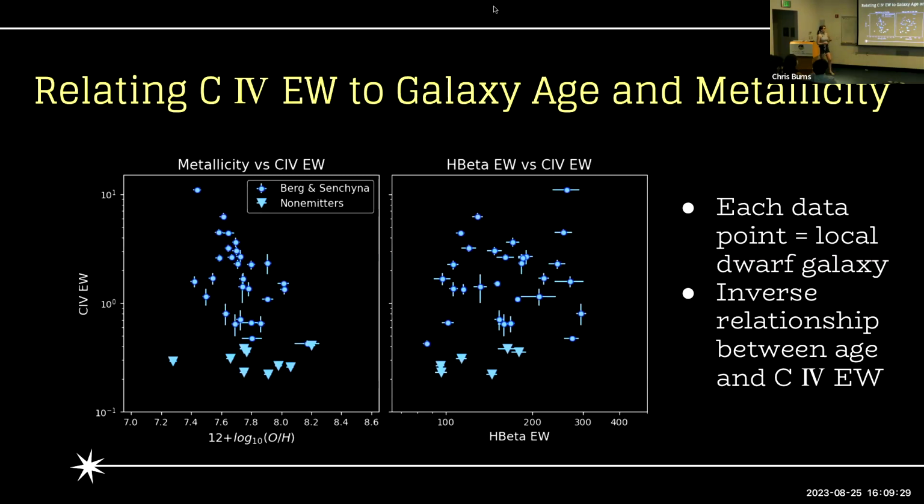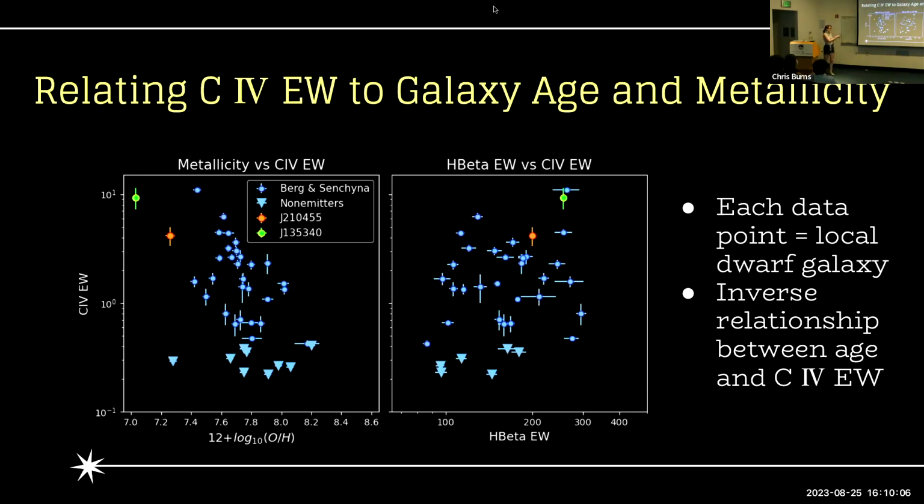As we can see here, there is a general trend line showing an inverse relationship between carbon-4 equivalent width and source metallicity. And that is in agreement with the photoionization models that I showed previously, which were the green lines on a previous slide. There is a much less clear relationship between H beta equivalent widths and carbon-4 equivalent widths. So there's not as clear a relationship between age and how strong this emission is. But yes, adding my data points to this, we see that this trend continues.